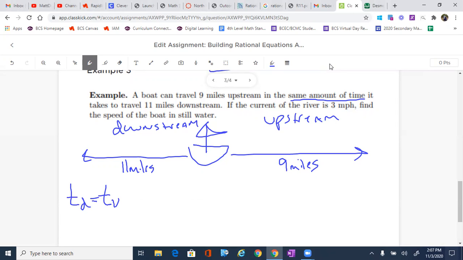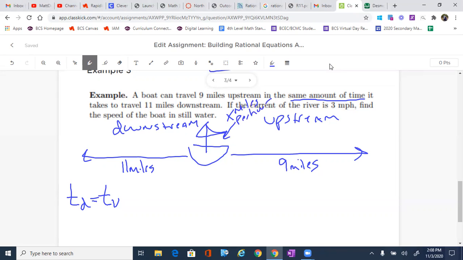And then it adds a little bit more. It says, if the current of the river is 3 miles per hour, find the speed of the boat in still water. All right, so we know the boat can go a certain speed. So we're going to say that the boat speed is X miles per hour.